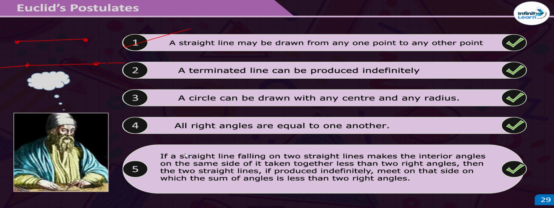All right angles are equal to one another. If a straight line falling on two straight lines makes the sum of interior angles less than two right angles, that is 180 degrees, then the lines are going to meet. Okay.